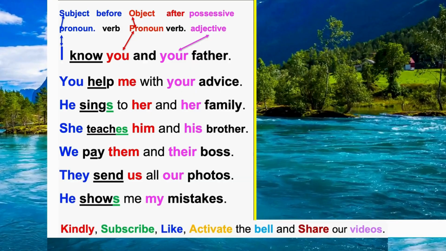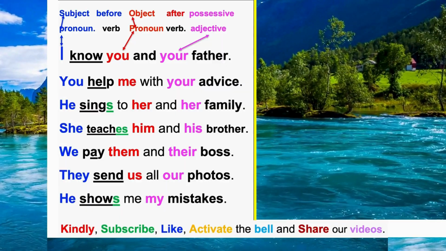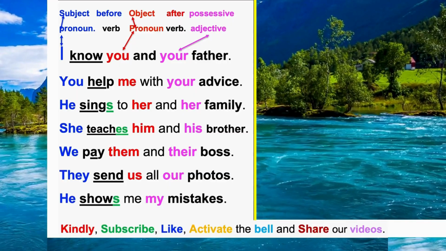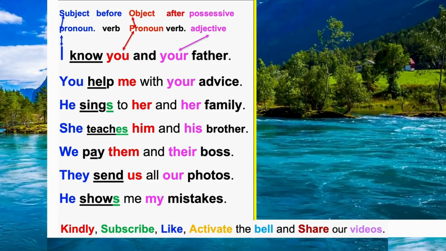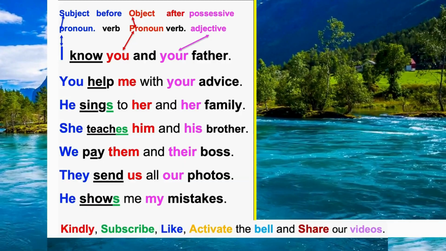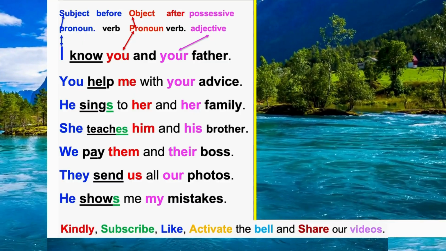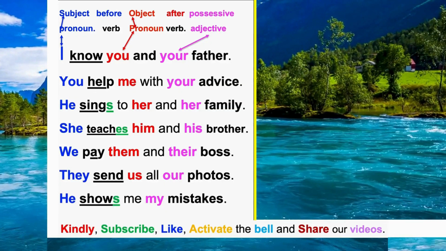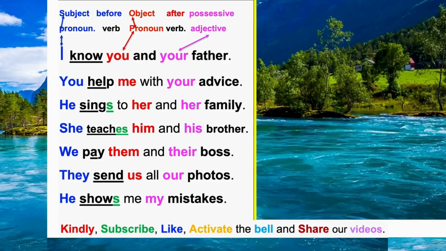We pay them and their boss. It means we pay both of them, the employees and their boss, or the workers and their boss. They send us all our photos. They is a subject pronoun, us is an object pronoun, and our is a possessive adjective. He shows me my mistakes.